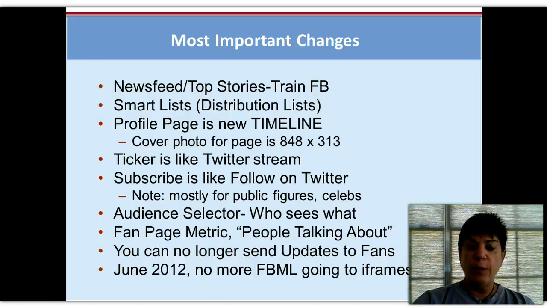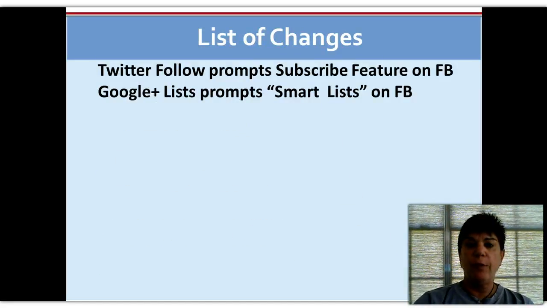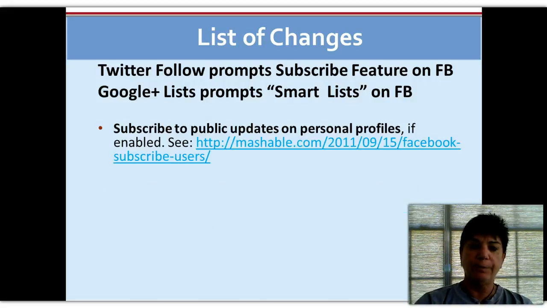And then in June 2012, no more Facebook markup language. Anybody that was using that for their custom pages, you need to go to iframes, but you have some time on that one. The Twitter follow prompts are very much like the subscribe feature on Facebook. The smart lists on Facebook are very much like Google Plus lists. You can subscribe to public updates on personal profiles. You can see anything that's posted publicly on a personal profile without being friends.